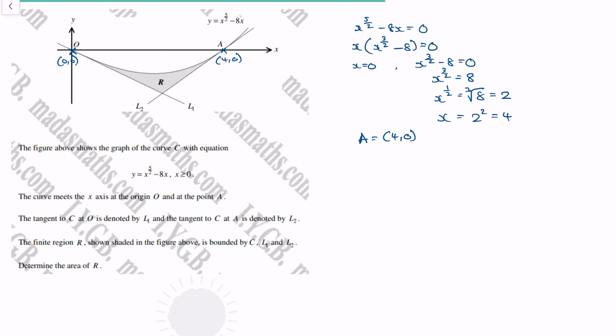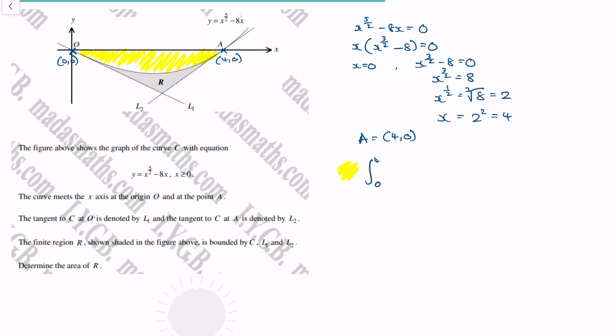Okay, so let's find out. First, let's find out the area under the curve here, because we need it. If I want to find this part, we're integrating between 4 and 0. Now we know that this is below the x-axis, so what we're going to get is a negative number. If we don't get a negative number, we've done something wrong.